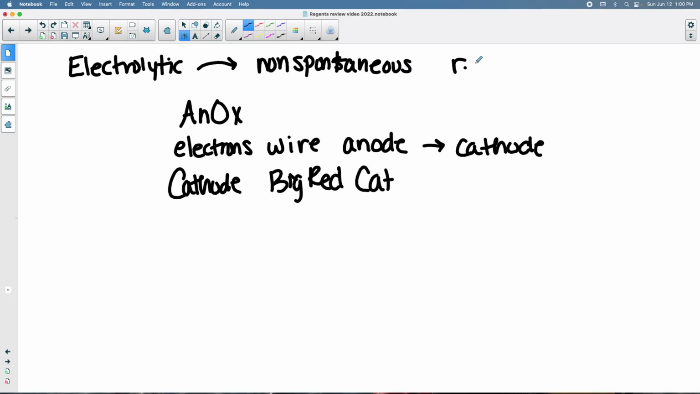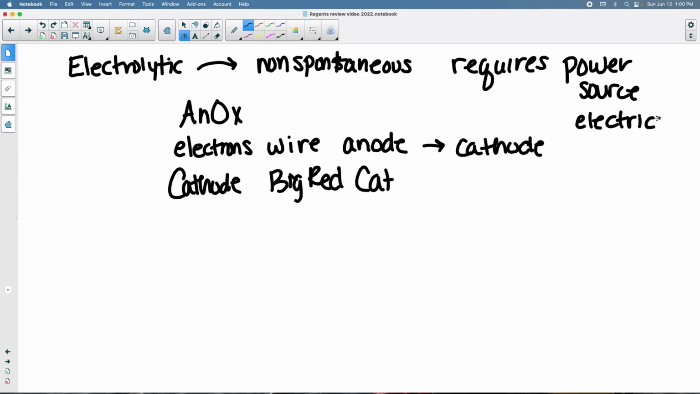Non-spontaneous and requires a power source. The power source will cause the reaction, and we are going to take electrical energy and convert it to chemical energy. In this case, the anode will be attached to the positive part of the power source, and now the cathode will be attached to the negative part of the power source. So anytime you see a power source, battery attached instead of a voltmeter or a light bulb, you're going to think electrolytic.